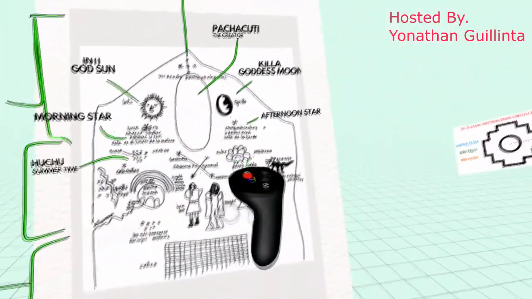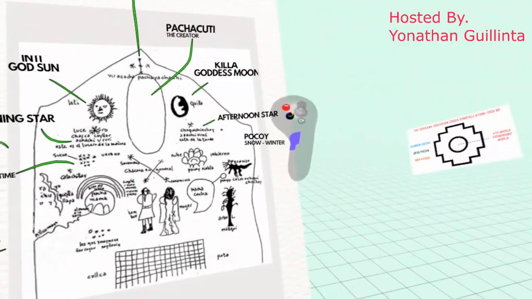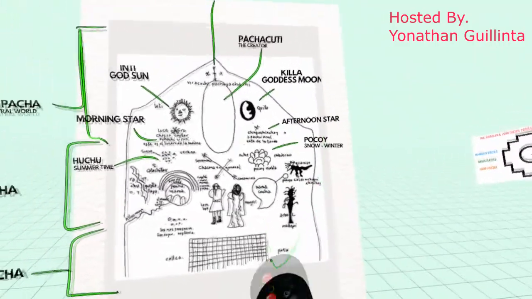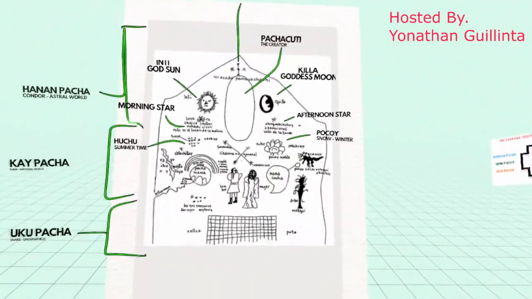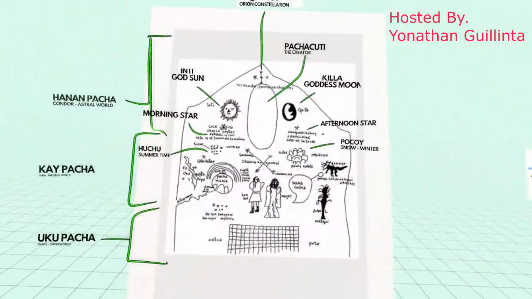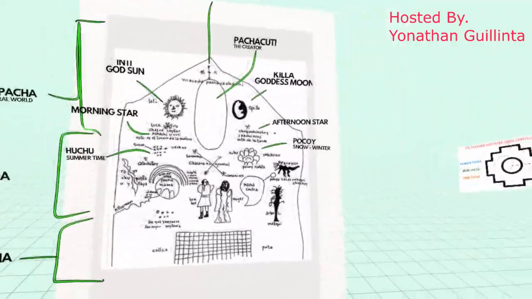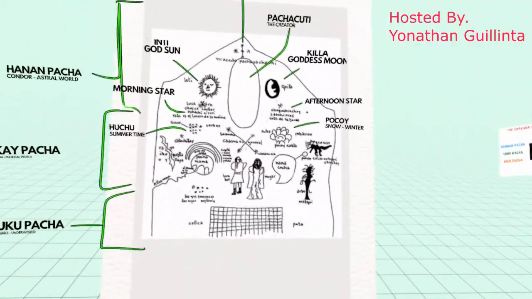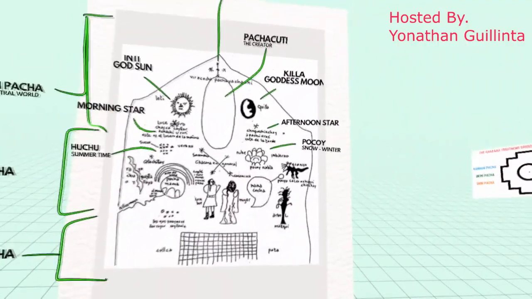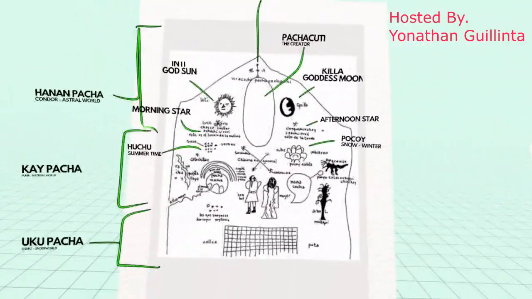Here we have the one that represents the winter time, and it's called Pokoi. There you go. But also it represents the clouds. You know, when the clouds come, rain comes, and it's good because the rainy season is perfect. Remember that agriculture was the main economical system here. Everything was based on agriculture. So to have rain is a good thing.